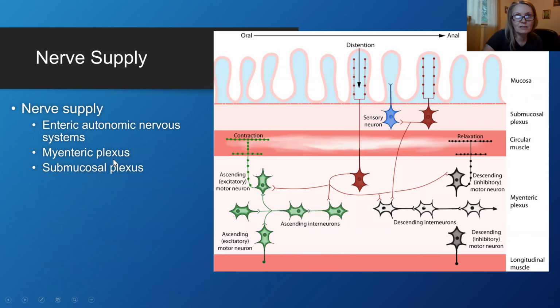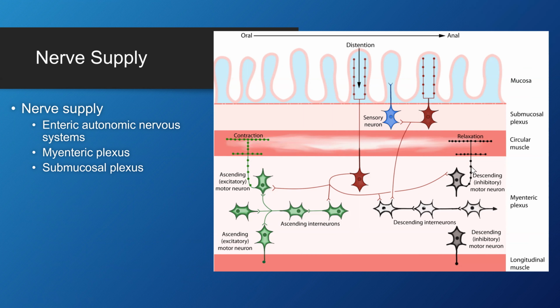I'm just reminding you that a plexus is just a network of nerves. And so we have the enteric plexus and the submucosal plexus. The submucosal plexus is found in the submucosa, and the enteric plexus is found between the circular and longitudinal muscles. So you can see on this diagram, and they regulate obviously the contraction of the smooth muscles, right?